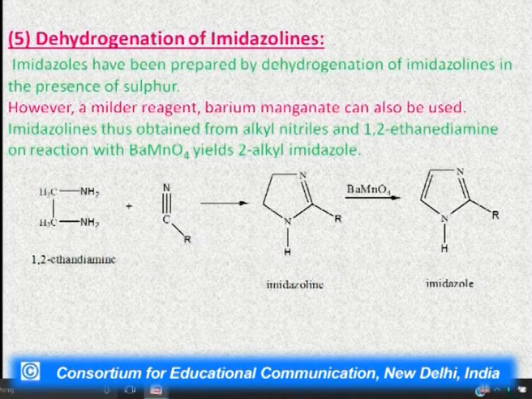These imidazolines are first obtained from the alkyl nitriles and 1,2-ethanediamine. This is the 1,2-ethanediamine. First it will react with alkyl nitrile and will condense to give us imidazoline. This imidazoline will then react with the milder reagent, which is barium manganate, and will finally give us the imidazole ring.